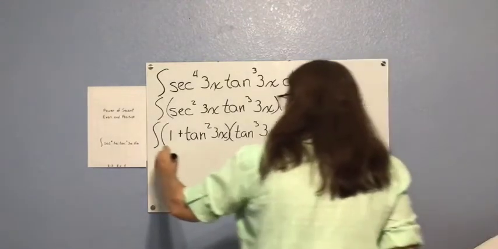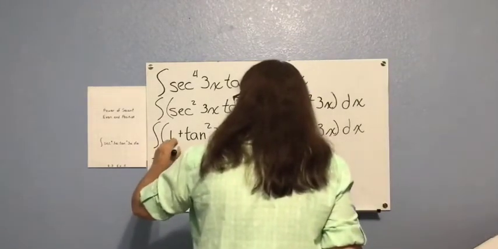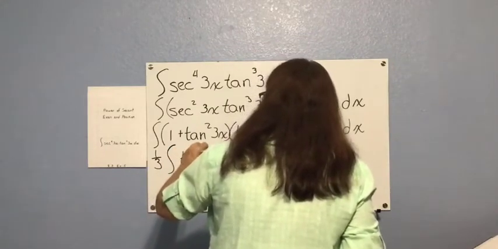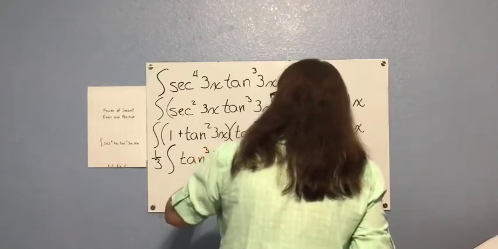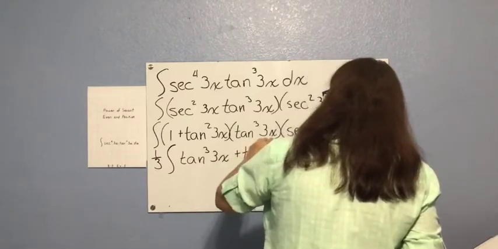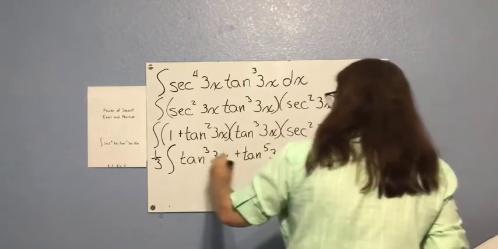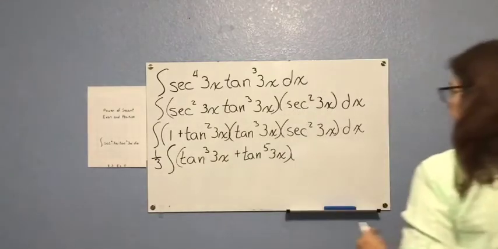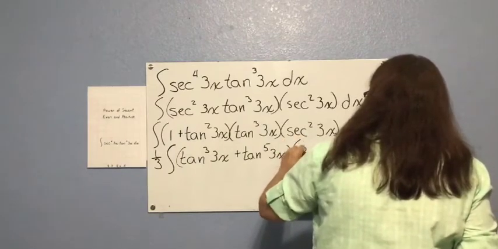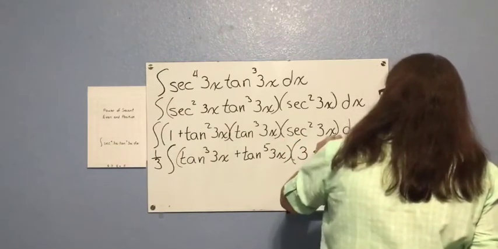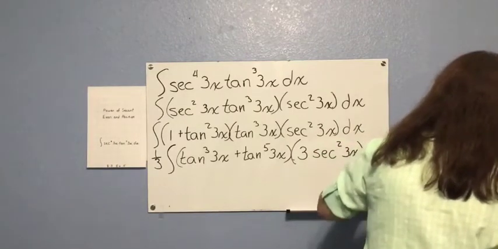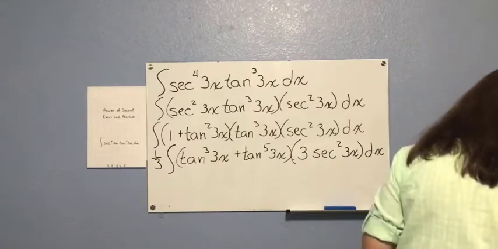Okay, I'm going to multiply this out. I bring out a 1/3. I have tangent cubed 3x plus tangent to the 5th power of 3x. Okay, and because I took out this 1/3 here, that allows me to put a 3 in here with my secant squared 3x dx. Okay, now I'm ready to integrate.